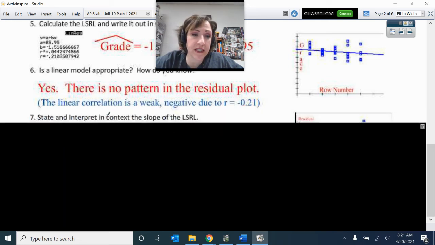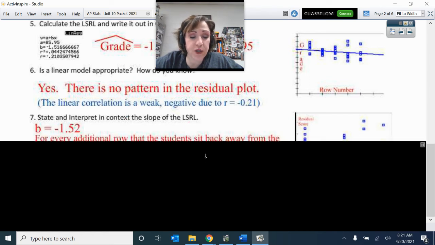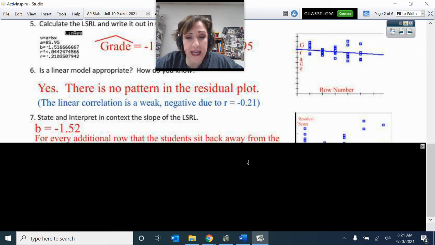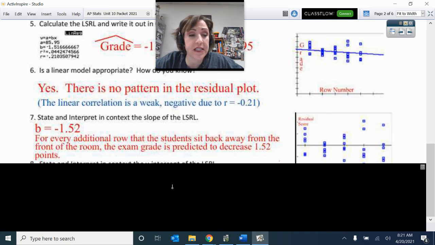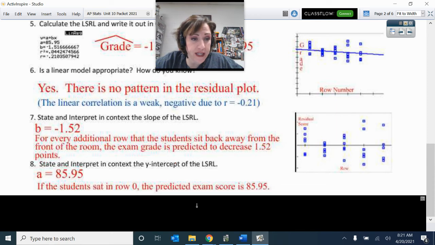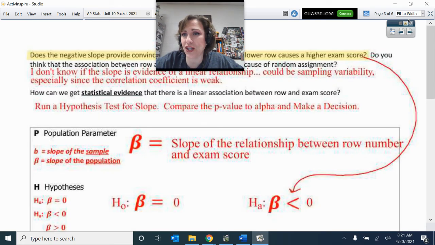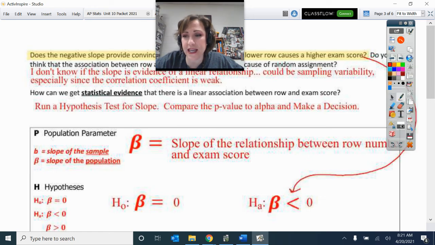Okay, state and interpret in context the slope. For every additional row that the student sits back away from the front of the room, the exam grade is predicted to decrease 1.52 points. And then our last one, state and interpret the y-intercept. If the student sat in row 0, if x is 0, the predicted exam score is 85.95. Okay? All right.